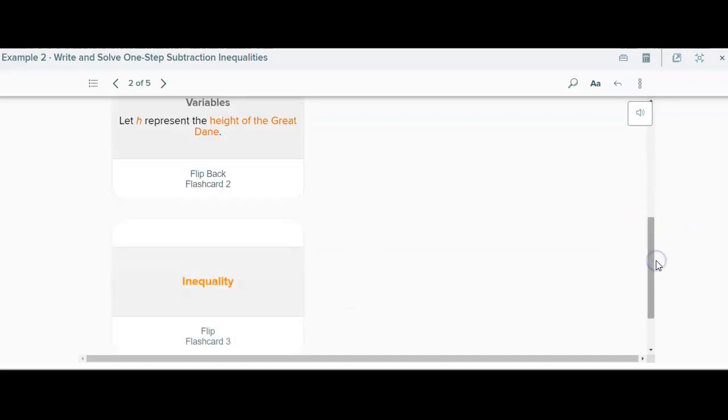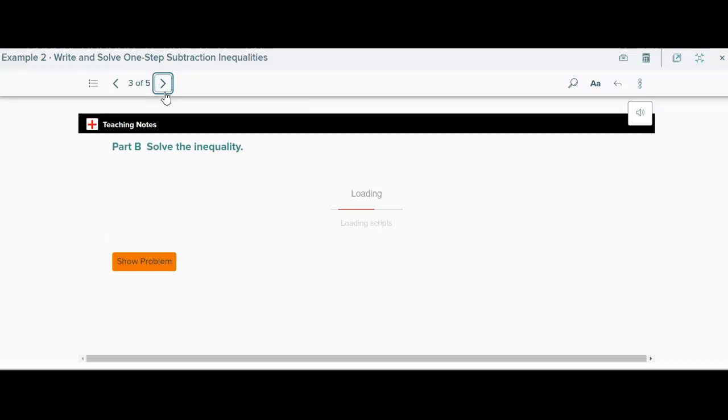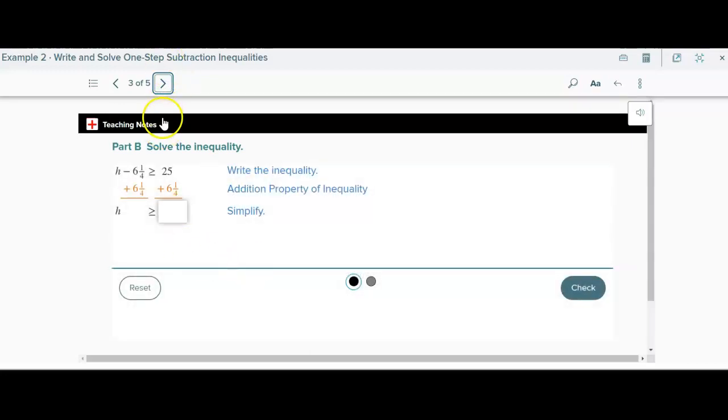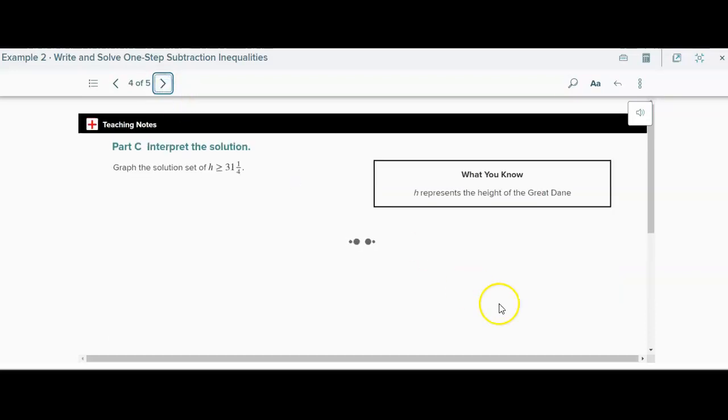We'll have h be the height of the Great Dane. So we're going to subtract the 6 1/4, but when we say at least 25, would that be less than or greater than? And in that case, it's got to be greater than or equal to, because this difference is at least 25. So that means 25 would be the smallest, and it could be higher than that as well. So now that we have written the inequality, we're going to solve the inequality. And you get 31.25, or 31 1/4, for the height of the Great Dane. So the height is greater than or equal to 31 1/4. It's at least 31 1/4 inches.